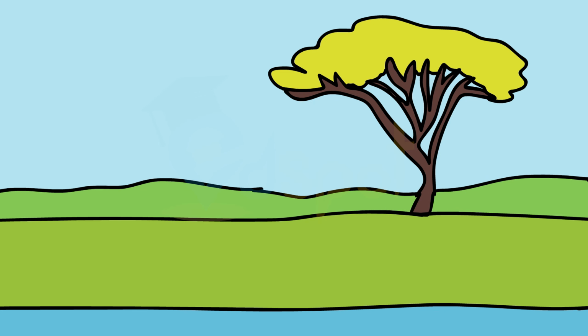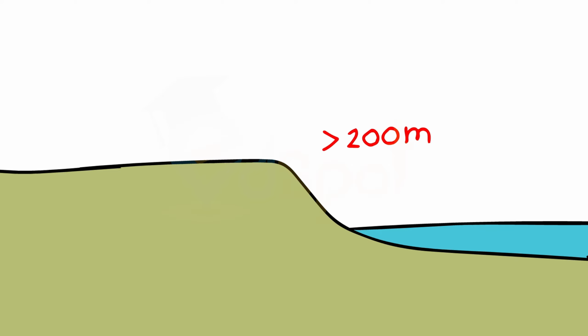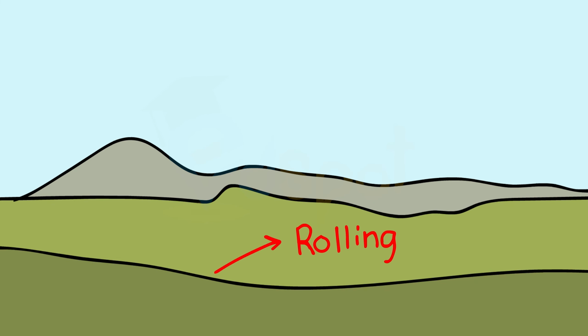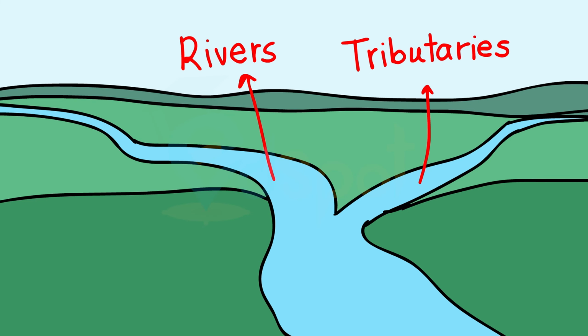Plains. Plains are large stretches of flat land. They are generally not more than 200 meters above mean sea level. Some plains are extremely level. Others may be slightly rolling and undulating. Most of the plains are formed by rivers and their tributaries.